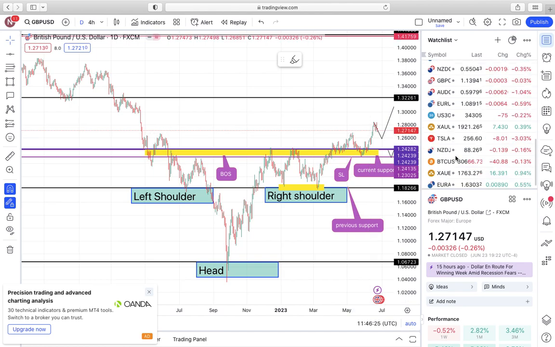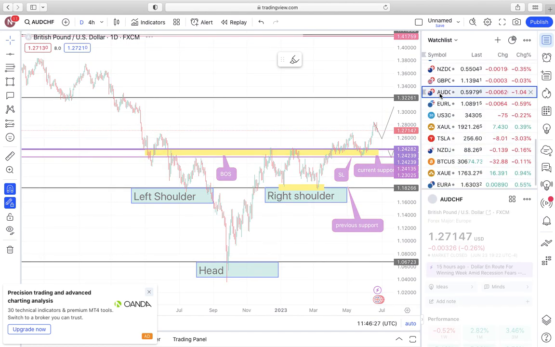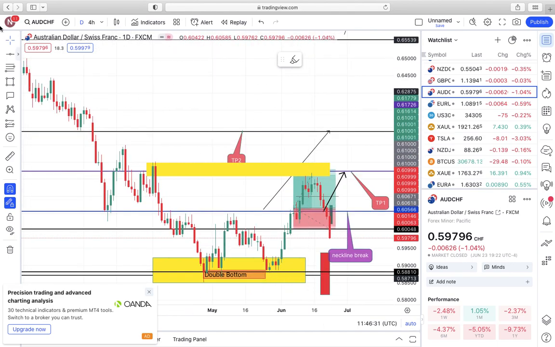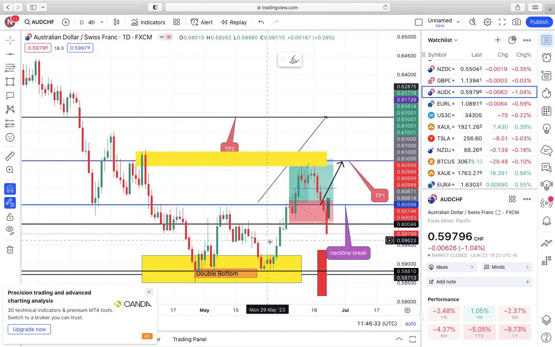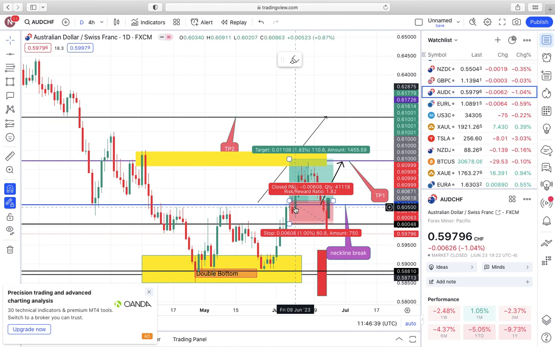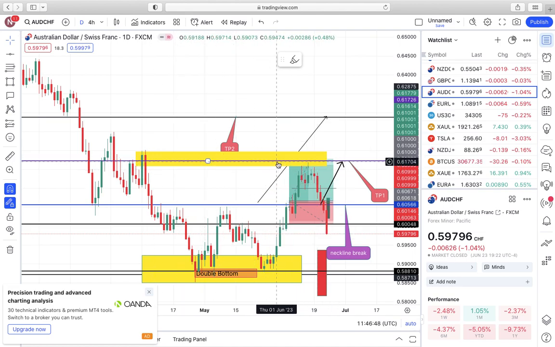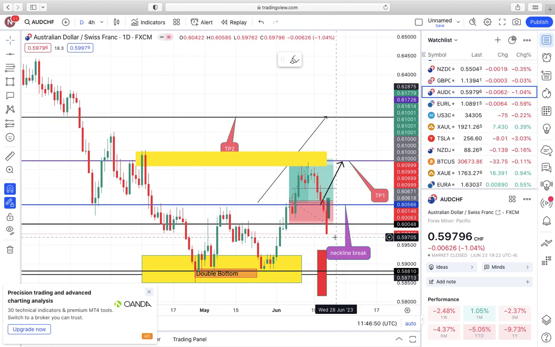There's a pair we looked at which had a very good double bottom. Yes, this is it. Audi CHF. The reason why we took a buy on Audi CHF, what is the reason? Because there was a neckline break at this given zone with this candle. We entered here and we took our take profit one, which is here. Immediately this market hit this double top, it started selling, and this one was our double top.